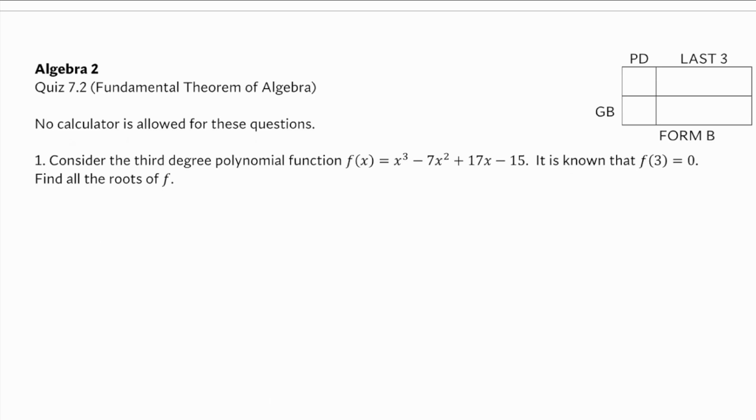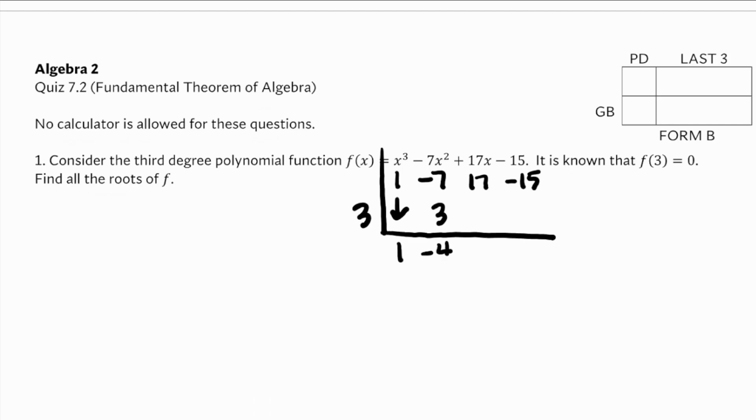Right, now form B. I'm going to go a little faster through this one because the problems are all just the same with slightly different numbers. So it's known that f of 3 equals 0, find all the roots of f. So I'm going to do some synthetic division here and divide by x minus 3, because I know that they're telling me f of 3 equals 0. So I drop it down, add, multiply, add, multiply, add, sure enough, f of 3 equals 0.